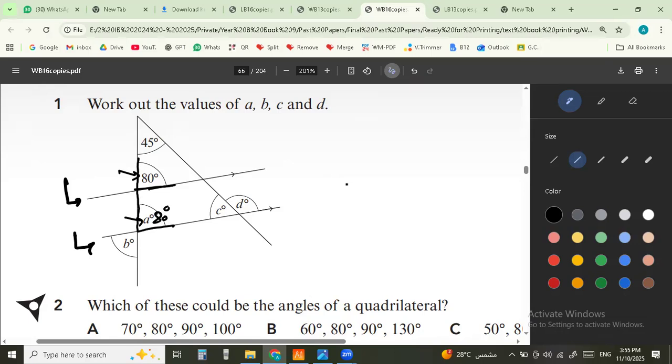And what about the angle B here? Angle B, they are vertically opposite angles. So angle A is 80. Angle B is also going to be 80 degrees.